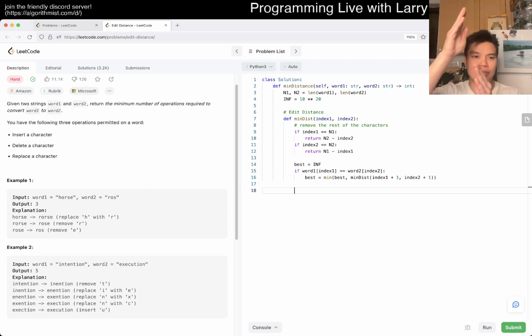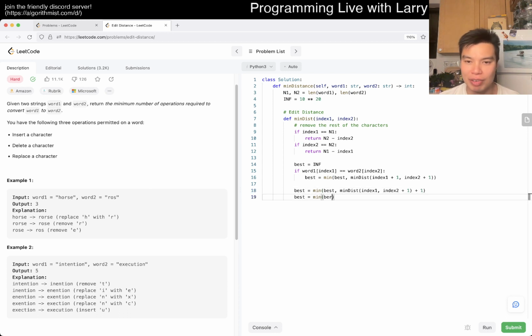We can also, like we said, insert a character that matches the first character of word two, which, as I said before, is equivalent to deleting a character from word two, the first character. So you don't move index one, but you move index two plus one. And here there's a cost of one because it costs one operation. The other thing you can do is delete the first character of word one. So you have something like this.